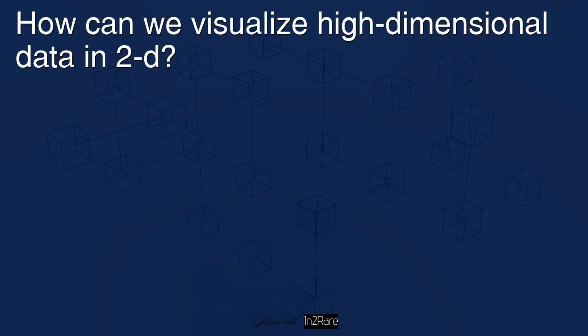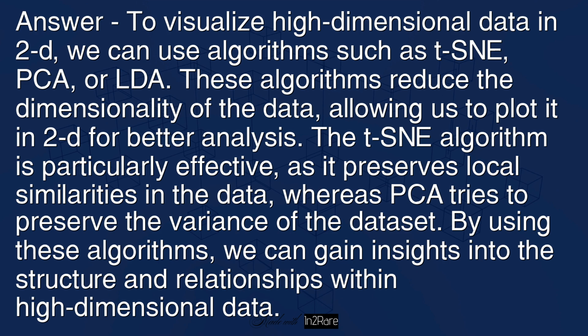How can we visualize high-dimensional data in 2D? Answer: to visualize high-dimensional data in 2D, we can use algorithms such as t-SNE, PCA, or LDA. These algorithms reduce the dimensionality of the data, allowing us to plot it in 2D for better analysis. The t-SNE algorithm is particularly effective as it preserves local similarities in the data, whereas PCA tries to preserve the variance of the dataset. By using these algorithms, we can gain insights into the structure and relationships within high-dimensional data.